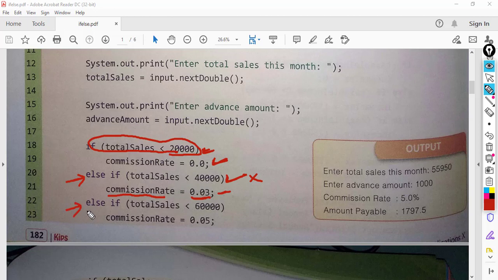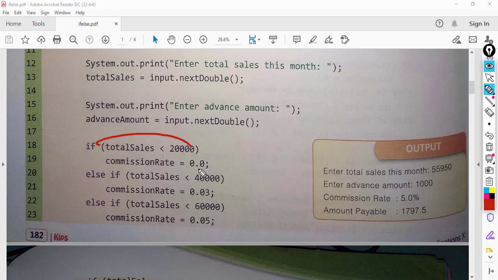And if this condition also fails, that means definitely the control will come to this line, and the total sales amount is greater than 39,999. That means it can be 40,000 and above. How much above? It should be less than 60,000, and for less than 60,000 the commission rate is 0.05.